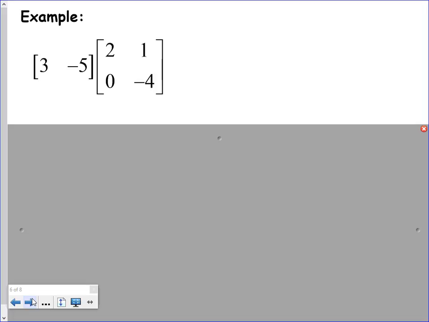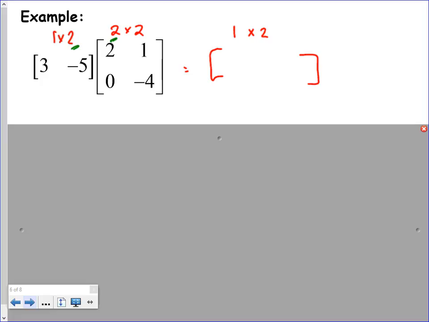I would look at this and say, here is a 1 by 2. This is a 2 by 2. Can I multiply them? Yes, they have columns equal to rows. And so my answer matrix is going to be a 1 by 2. I like to think about that because it helps make sure you're doing the matrix multiplication correctly. And remember, to do matrix multiplication, you multiply rows by columns.